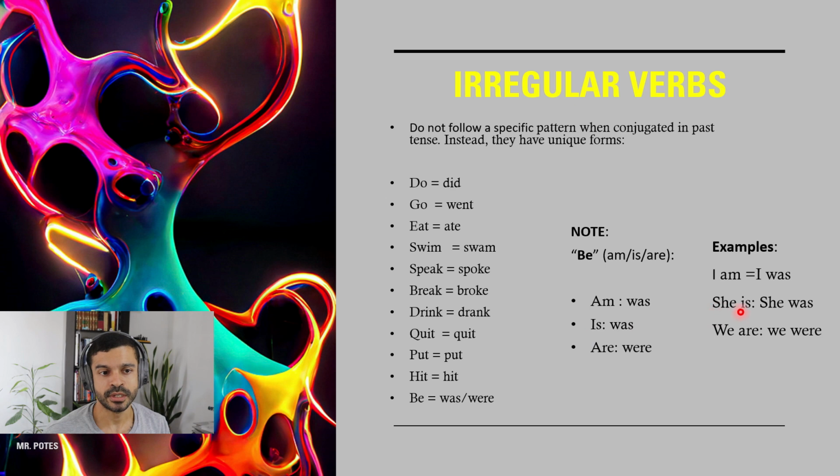Example in present, she is. In past, she was. And are, we are, they are, for example. You are, in present. In past becomes were. As you can see here, we were, they were, you were. Alright, you know, the verb to be is one of the most complicated ones, so the general rule is that for singulars in past is was, and for plurals in past is were. That's the best way to remember that.